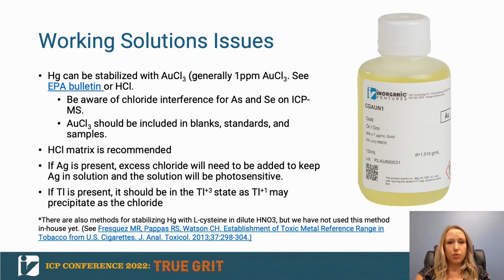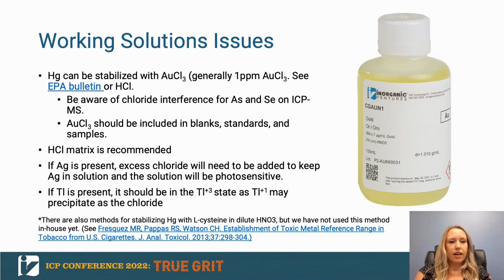To avoid any issues with mercury adsorption, we do recommend using HCl in the matrix if possible, as again, this is going to stabilize your mercury species and prevent any adsorption to plastic components. Another option is that you can stabilize your mercury with 1 ppm of gold trichloride. There's an EPA bulletin that I've linked here which describes this method, and we have used that in-house and found that to be successful for stabilizing mercury.